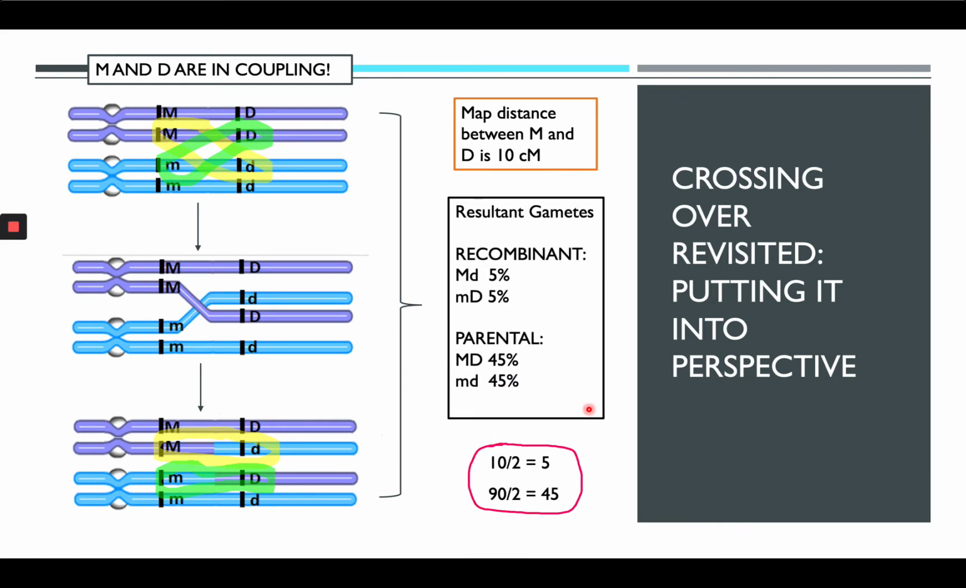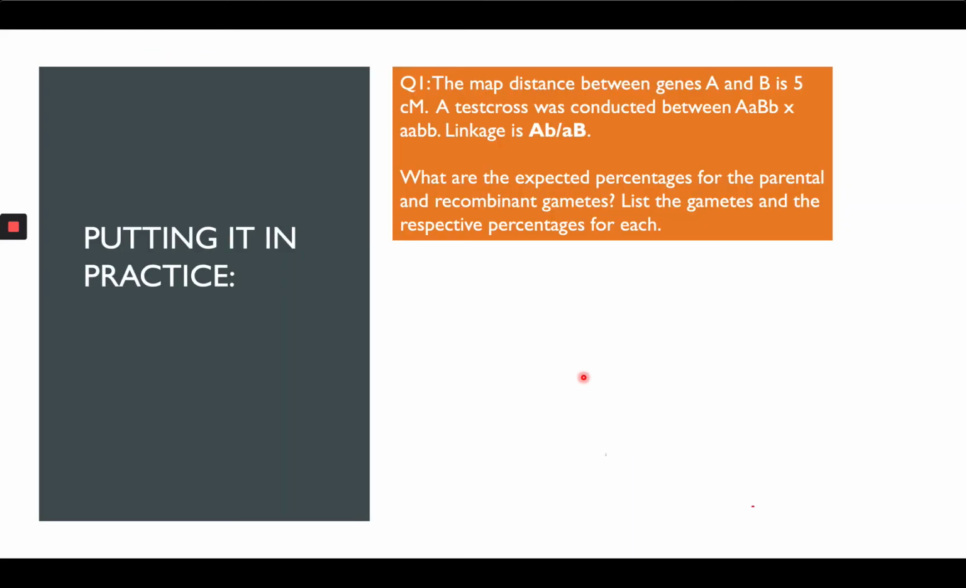So in this warm-up example, we've solved for the expected percent frequency of each recombinant and parental gamete for genes that are in coupling. As you can see, I made a little summary box here for resultant gametes and the respective percentages for each. Let's take a look at how you might see a question like this on your exam.